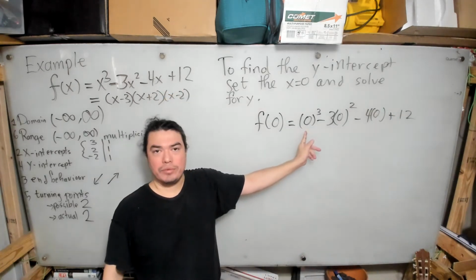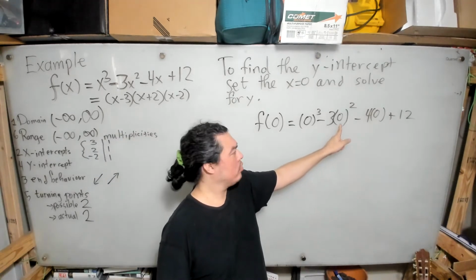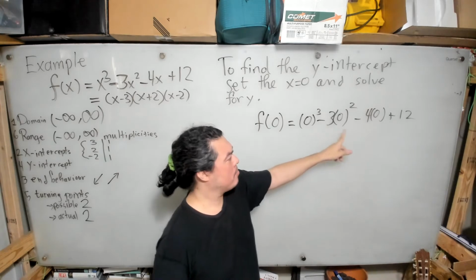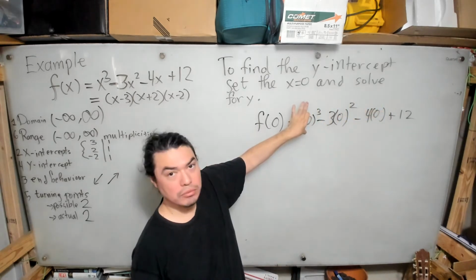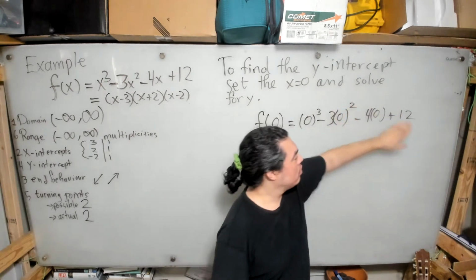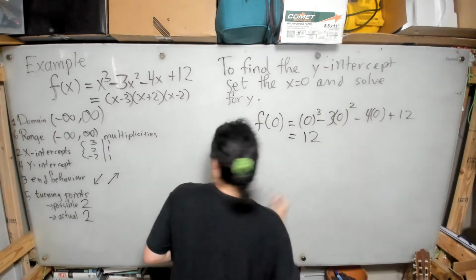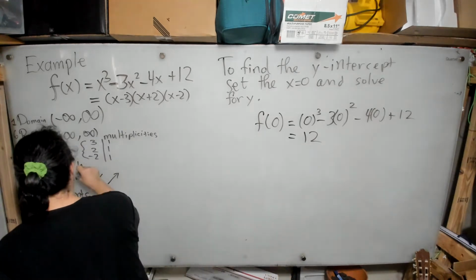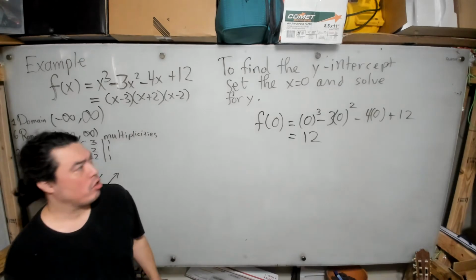0 times 0 times 0, that's 0. 0 times 0, 0. Times 3, 0. 4 times 0, 0. So all this expression here becomes 0. So we end up having 0 plus 12. Aha. It crosses the y-axis at 12. And so now finally we can draw our formal graph.